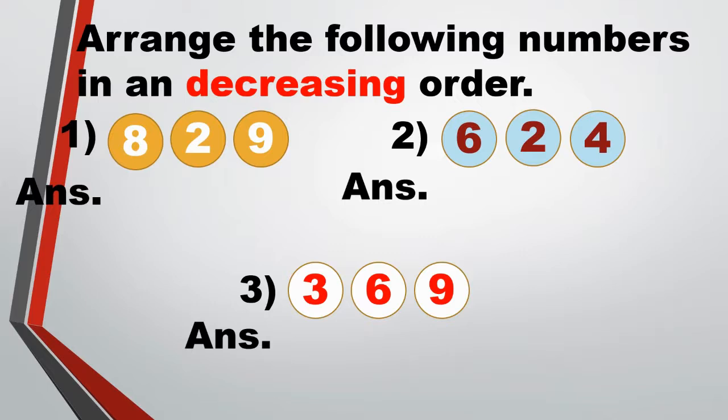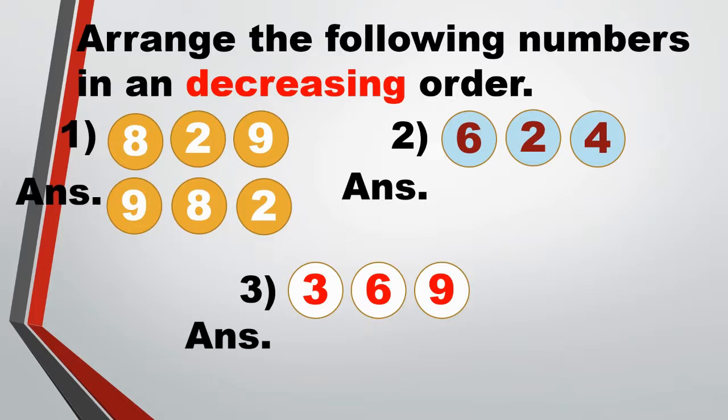Right, 9. 9 is the greatest number in this line. What is the number that comes just before 9? Right, 8. 8 comes before 9. Which is the smallest number here in this line? Right, 2. 2 is the smallest number here. So, decreasing order is 9, 8, 2. We are coming backward. Now, look at the second question.